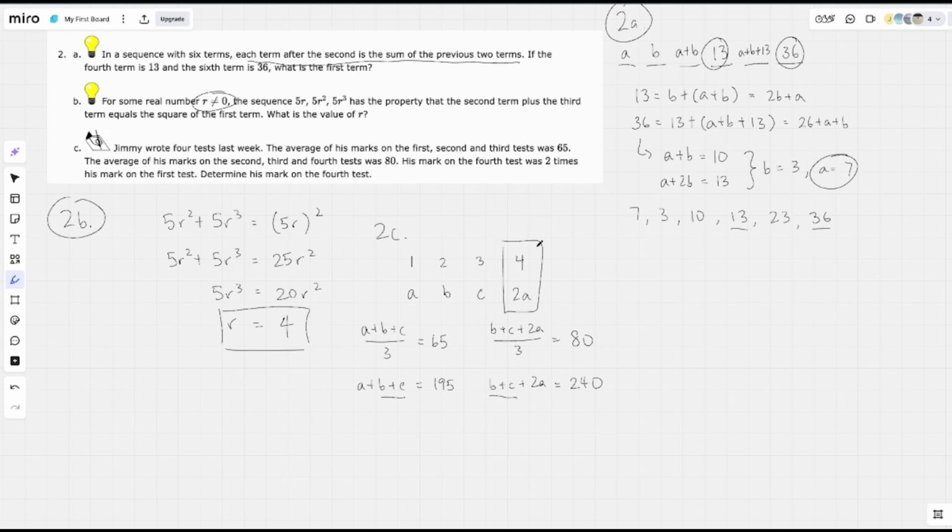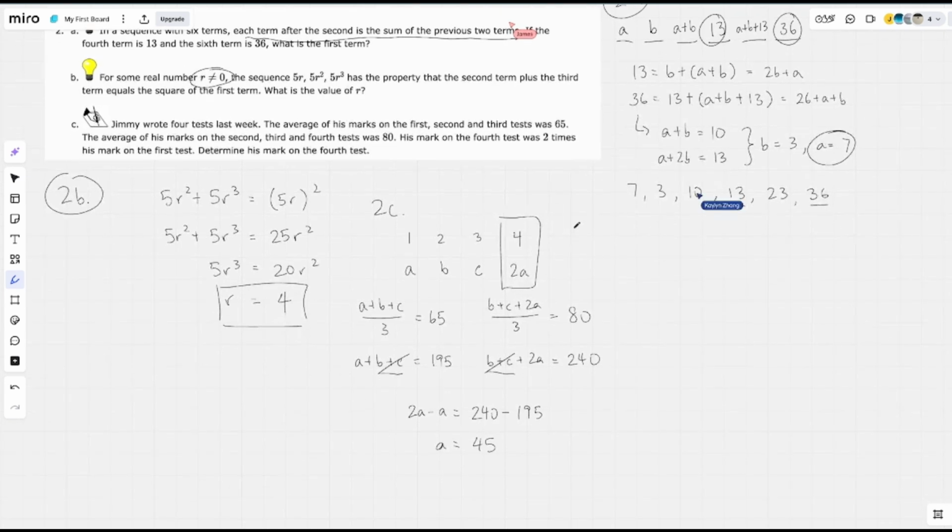And indeed, when subtracting, the b plus c's cancel, and you get 2a minus a is equal to 240 minus 195. And this gives a is equal to 45. Now, just be careful here, because the question asks for his mark on the fourth test, which is actually 2a rather than a. Therefore, our final answer is 2a, which is equal to 90.